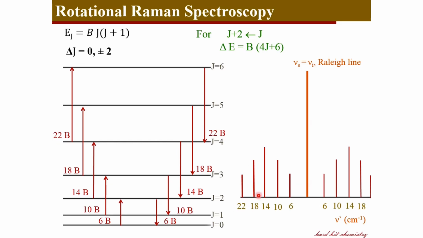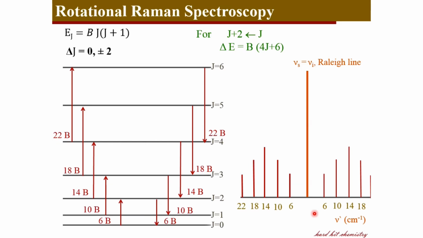The Stokes lines are more intense than the anti-Stokes lines. That is because for Stokes line, the molecule is in the lower energy level in the beginning, whereas for anti-Stokes line, the molecule is already in the higher energy level or in the excited rotational state. The probability that molecules are in the excited state is much less than the probability that molecules are in the ground state or a lower energy state. Therefore, the Stokes transitions are more probable than the anti-Stokes transitions. Therefore, the Stokes lines are more intense than the anti-Stokes lines.